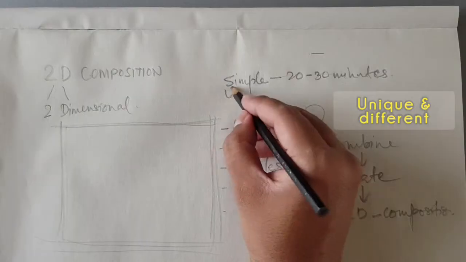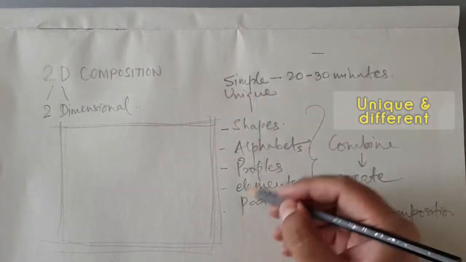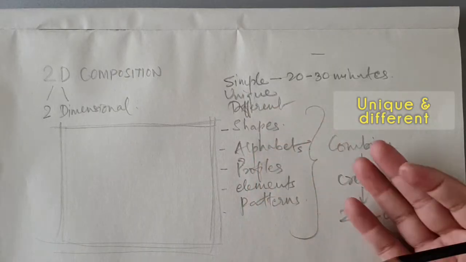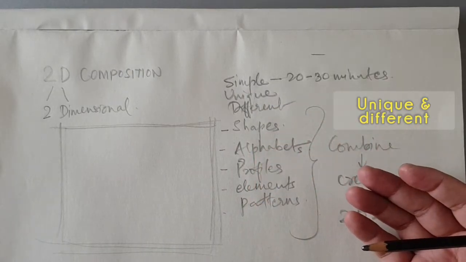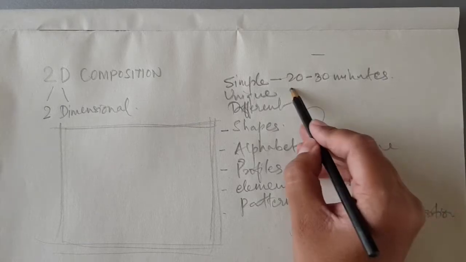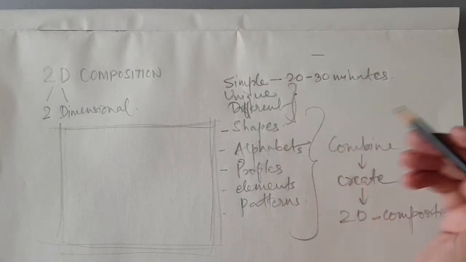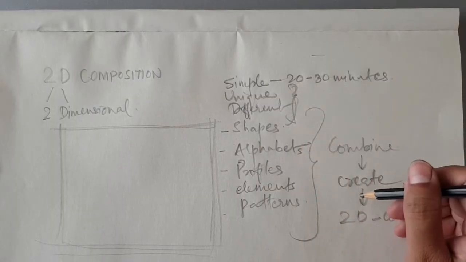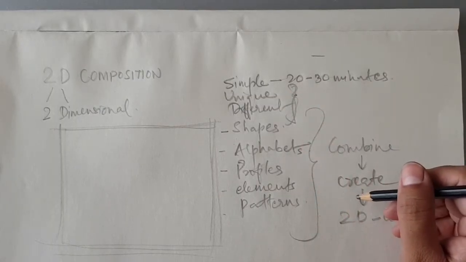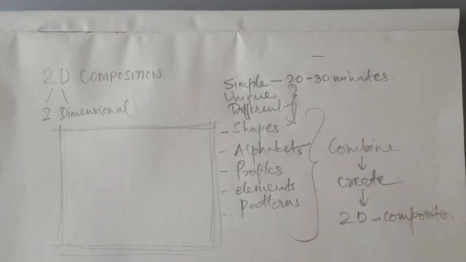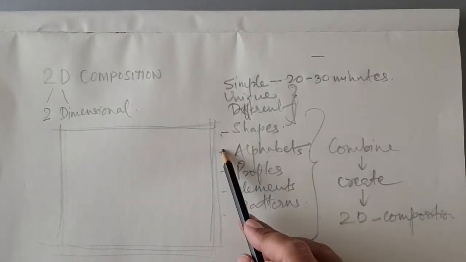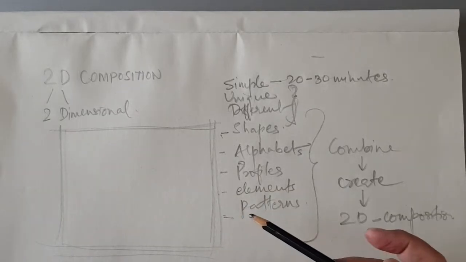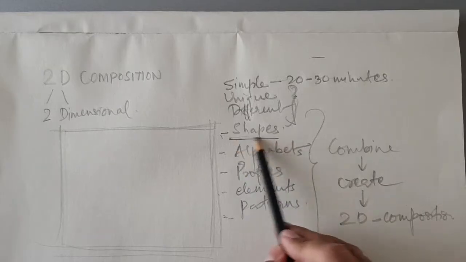At the same time, it has to be unique, it has to be very different from others, because there will be a lot of people who are going to give the exam, a lot of students are going to apply for the same exam. So at the same time your composition has to be unique and different. These are the three most important ideas while you are starting to draw your composition. So just to rewind, we have shapes, alphabets, profiles, elements, and patterns. Patterns are the last thing that we'll try. So first we'll try with shapes.